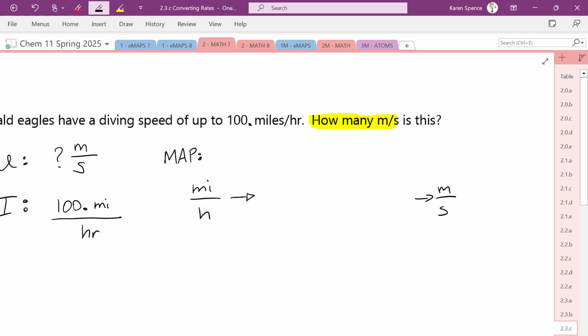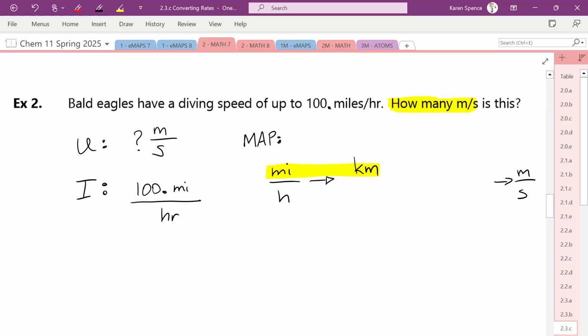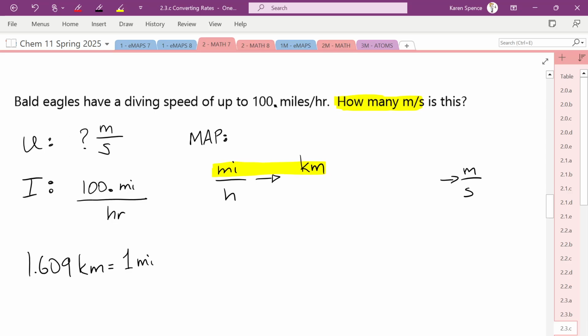So I could go from miles to kilometers. And let me just write down that conversion factor: 1.609 kilometers is equal to 1 mile. That would give me kilometers per hour. Because I can only do one conversion at a time. What could I go to next that would get me closer to meters per second?